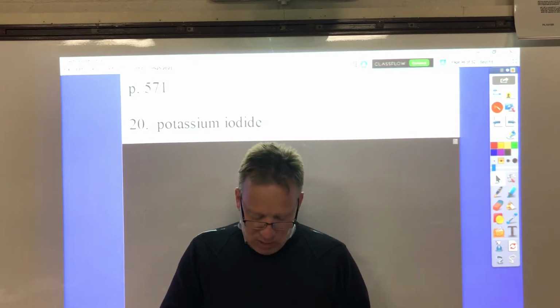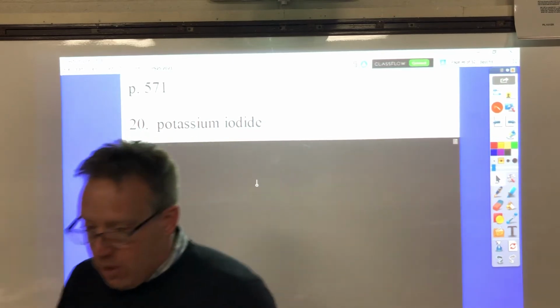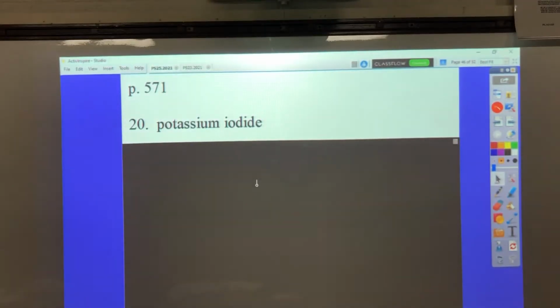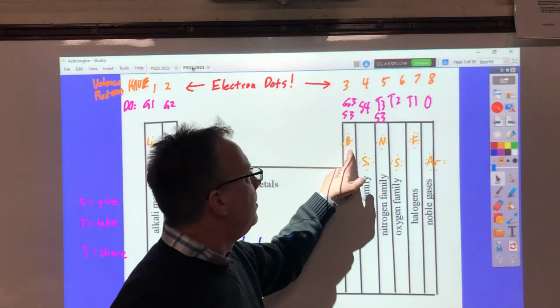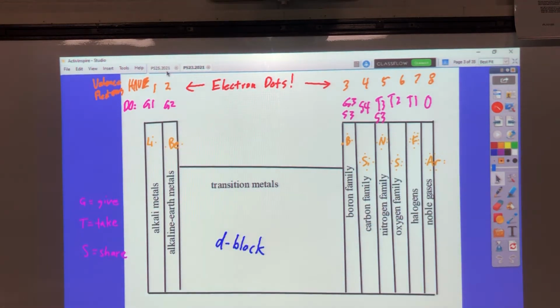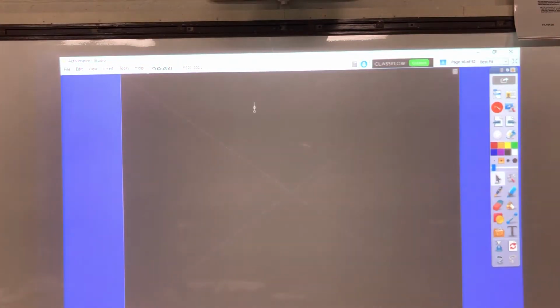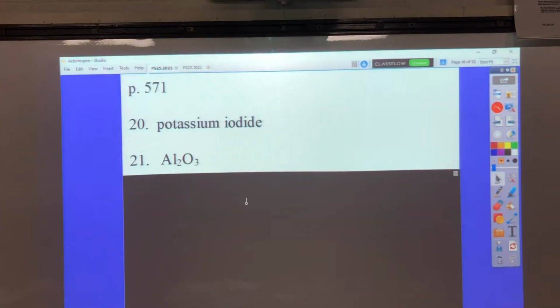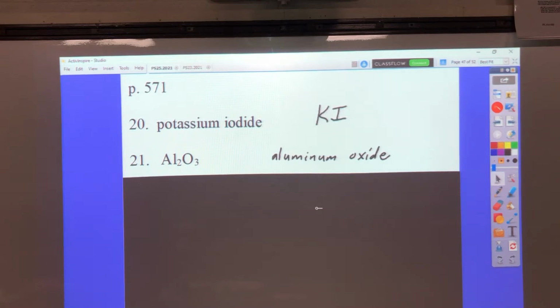So we've got the first one, Al2O3. It's got aluminum and oxygen. So it is aluminum oxide. Do I have this on another page? There it is, aluminum oxide. That's the only one we can do today. That's okay. Number 22. Nope.